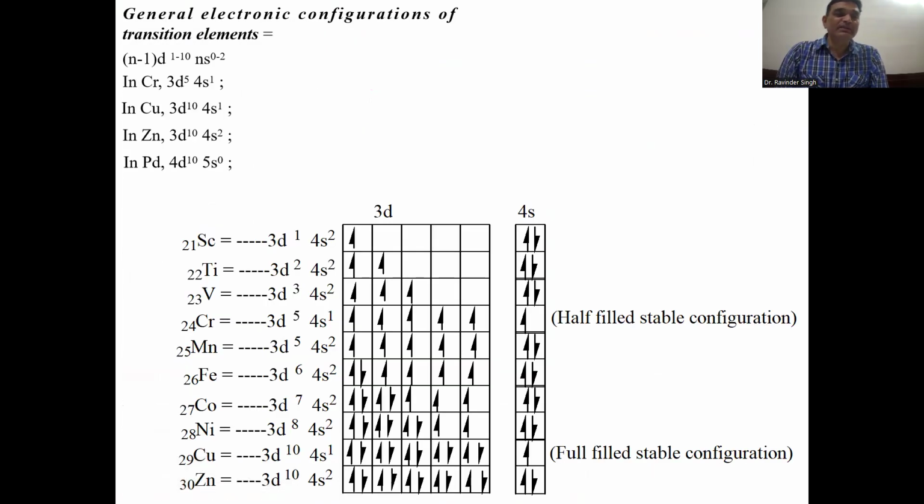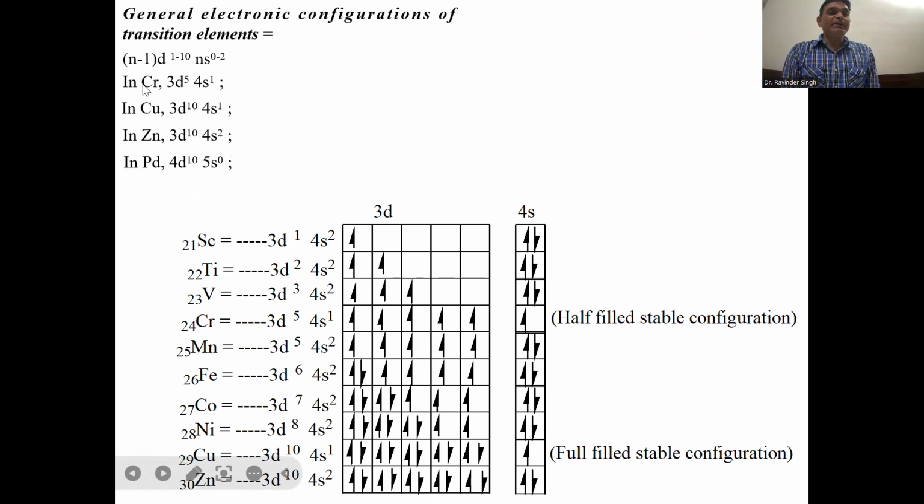Next, we will see some basic things again. The general electronic configuration for the d block elements is (n-1)d1 to 10 ns0 to 2. The ns0 to 2 ranges over 0, 1 and 2. The 0 is for palladium, whose configuration is 4d10 5s0. That's why we have written 0 here.